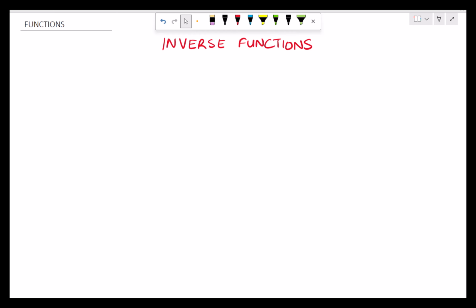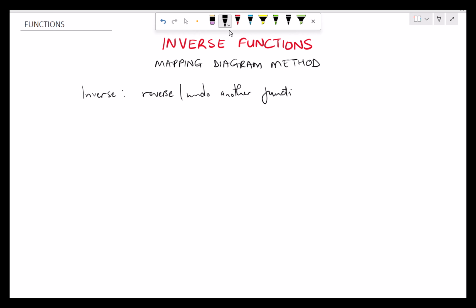In this video, we're going to be looking at inverse functions, and we're going to look at the mapping diagram method for now. When we're talking about inverse functions, we are talking about functions which reverse or undo another function. If a function f maps a number n onto m, then the inverse of that function maps m onto n.